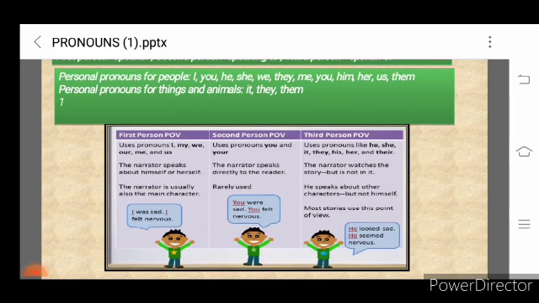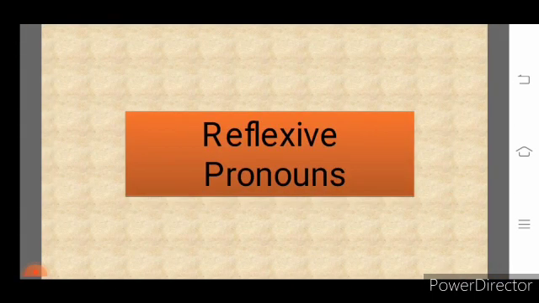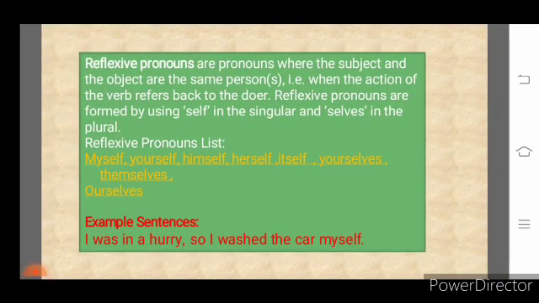Now students, we will be learning reflexive pronoun. Okay, what is reflexive pronoun? So let's come to the reflexive pronoun. Students, reflexive pronouns are the pronouns where the subject and the object are the same person. That means when the action of the verb refers back to the doer. Reflexive pronouns are formed by using self in the singular and selves in the plural.